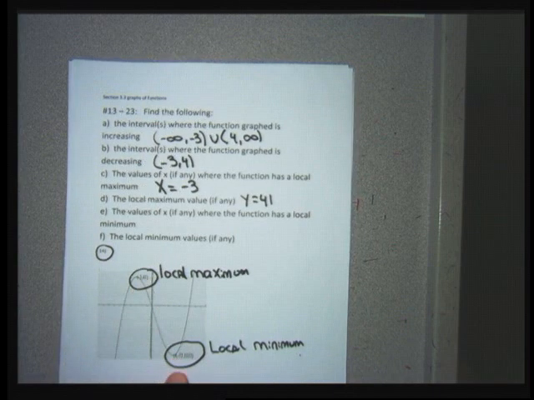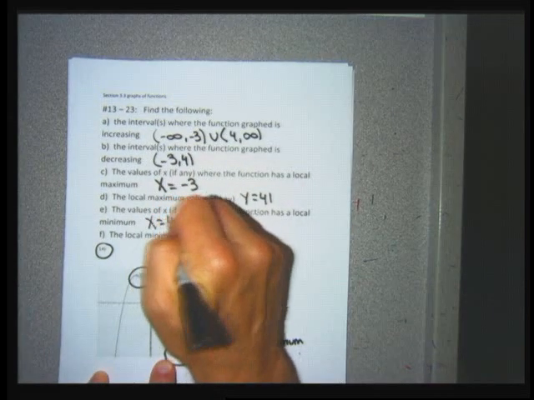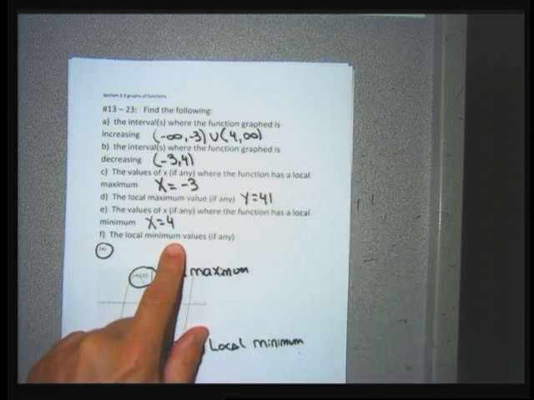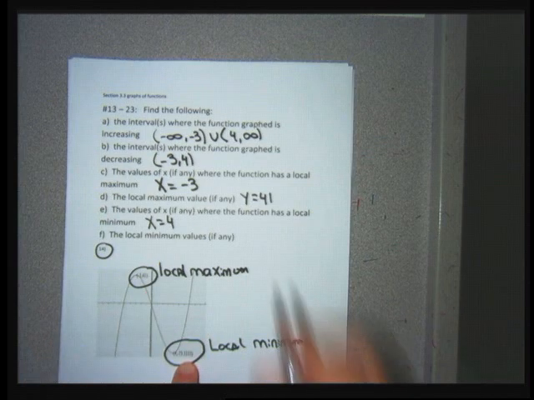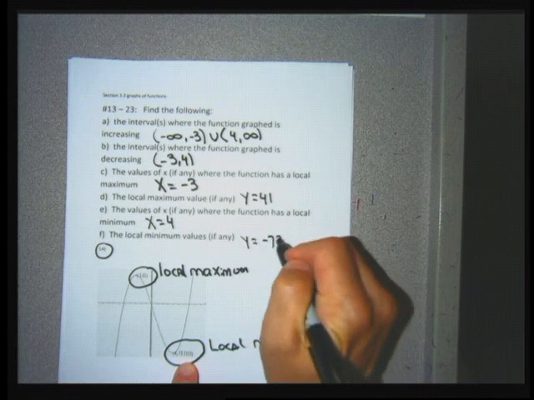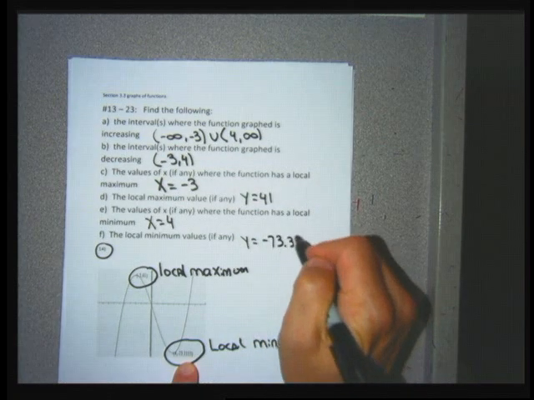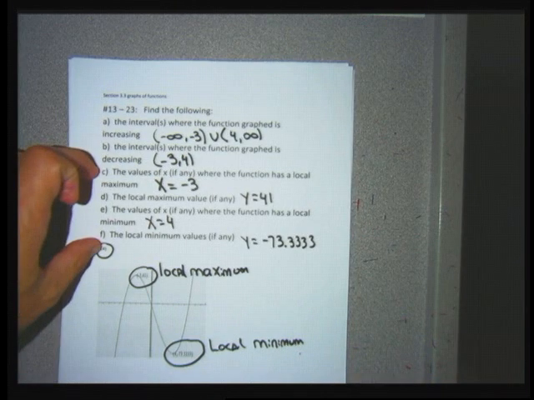Part E says find the x values, if any, where the point has a local minimum, and that's going to be that low part there, which is going to be x equal to 4. And then it asks for the local minimum value. The local minimum value is the y-coordinate of the point where the minimum is at, and that's going to be negative 73.33. So there isn't going to be a point close to that that has a y value less than negative 73.3333.